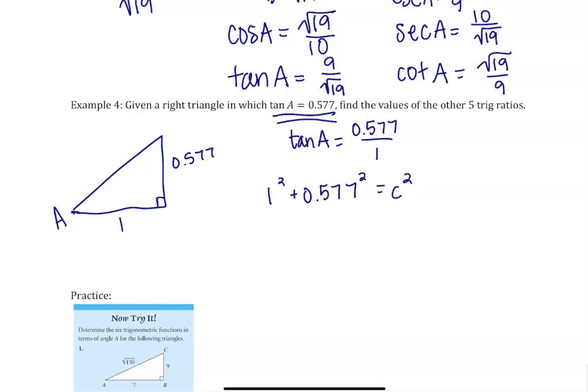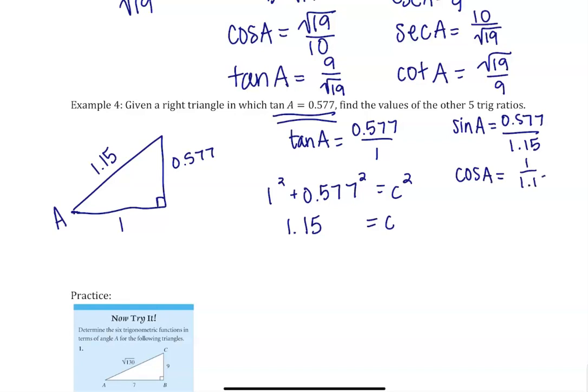1 squared plus 0.577 squared, and then you take the square root. Since we have so many decimals, we're not going to be able to get a nice pretty square root, so go ahead and get a decimal for a question like this one. Now that we have that, we can find the other trig ratios. We can find sine of angle A because it's opposite over hypotenuse, so 0.577 over 1.15. We can find cosine of angle A, it's 1 over 1.15. We can find tangent, well, we already knew this one, it's 0.577 over 1.